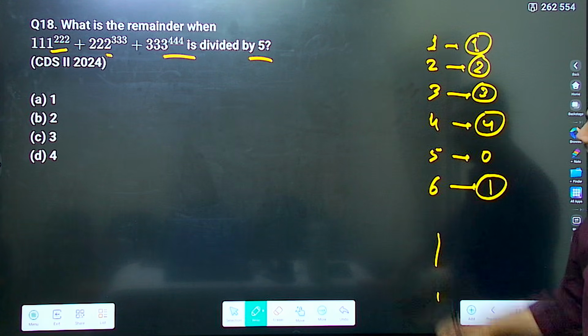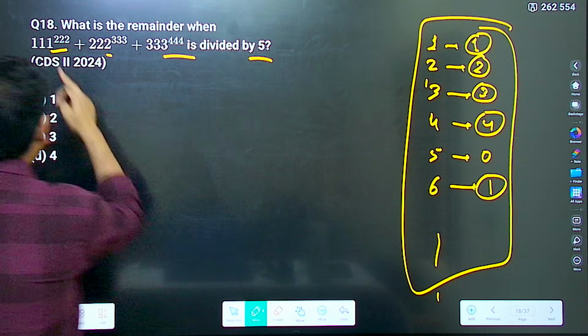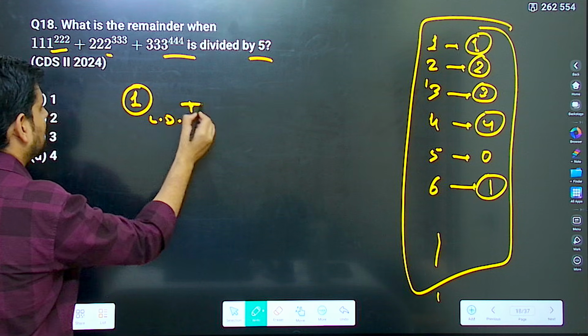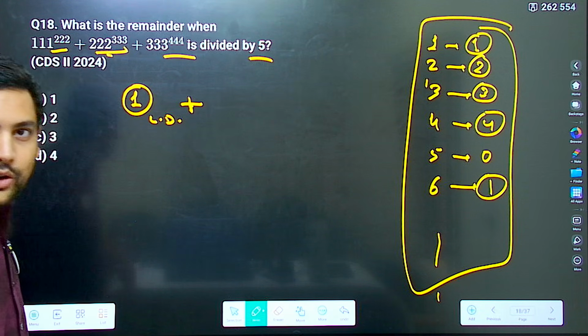You can feel this. If you understand this, then only you can do this question. So this is 1 power triple two. What is the last digit? The last digit is 1. Then plus 2 power triple three. What is the last digit? How do you find the last digit?